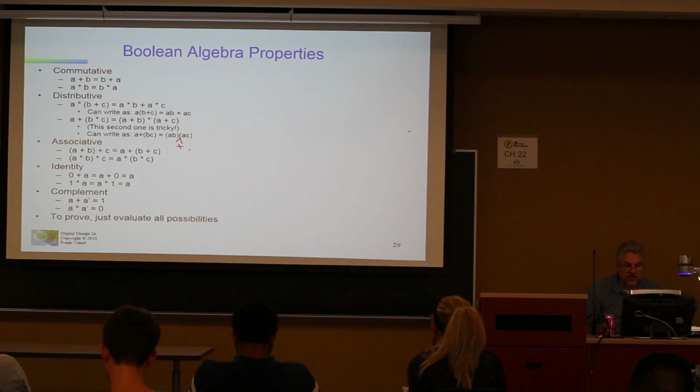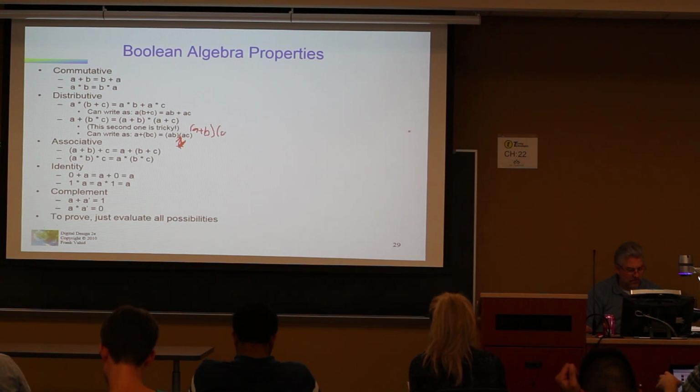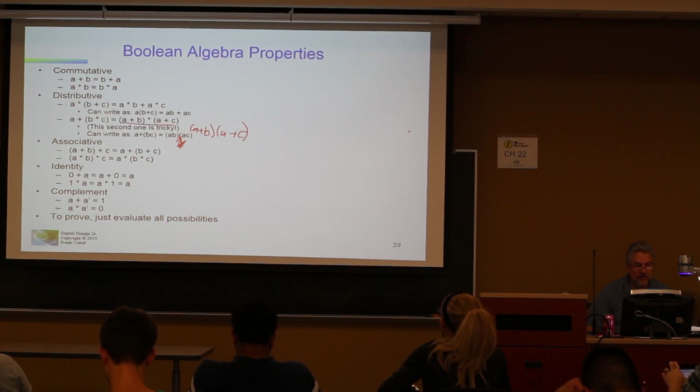Oh, I'm sorry. It is A plus B, A plus C. So A plus B, A plus C is, oh, there it is right there. That is correct. Yeah, this is the one that was incorrect. It needed the plus right there and the plus right there.